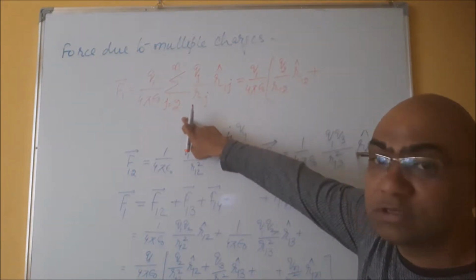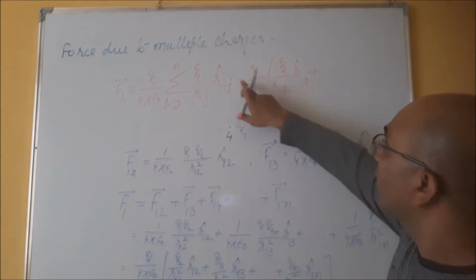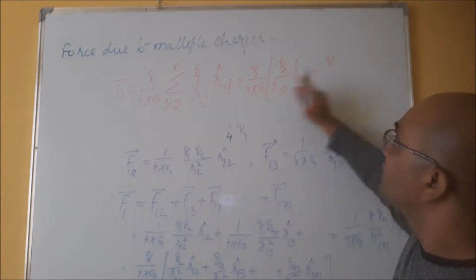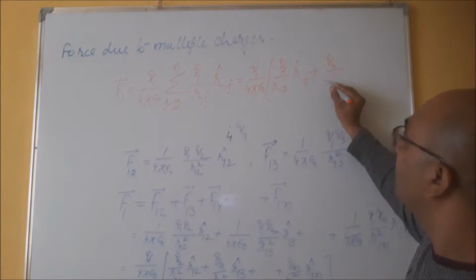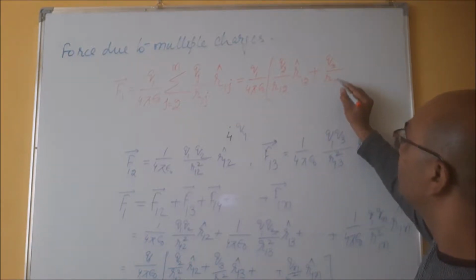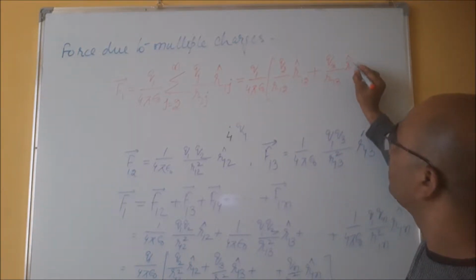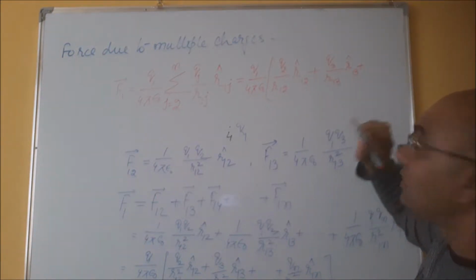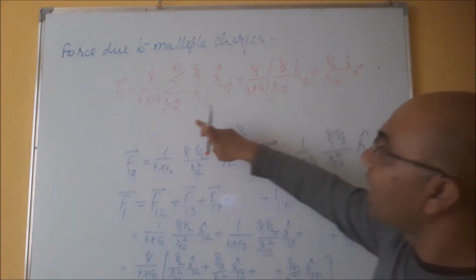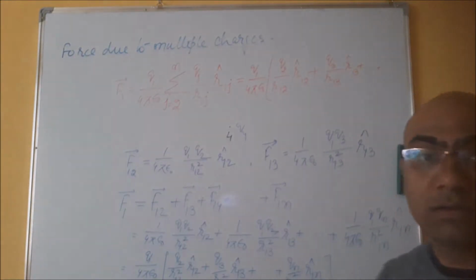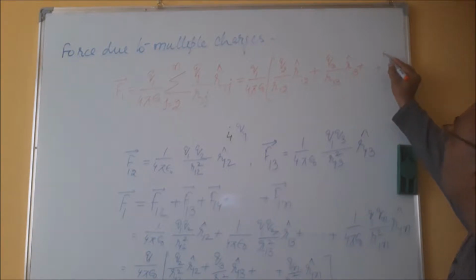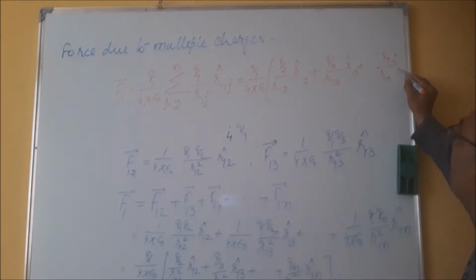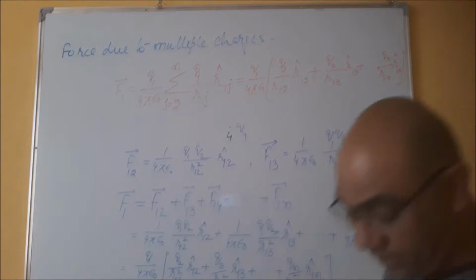Now I will put j equals 3. So again here, qj means q3 divided by r1j means r13, r cap 1j means r cap 13, plus, right? Again, the last term is when I put j equals n. So qn upon r1n, r cap 1n, and close.